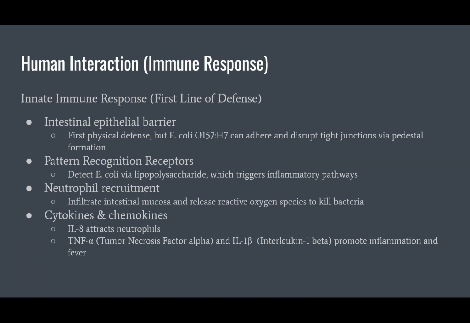When E. coli O157:H7 enters the body, it first encounters our innate immune defenses. This includes the epithelial barrier of the intestines, which may become disrupted by bacterial attachment. The immune system responds with inflammation, recruiting neutrophils and releasing cytokines like IL-8 and TNF-alpha, which is tumor necrosis factor alpha.